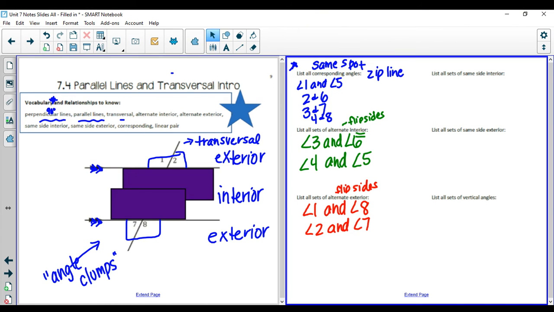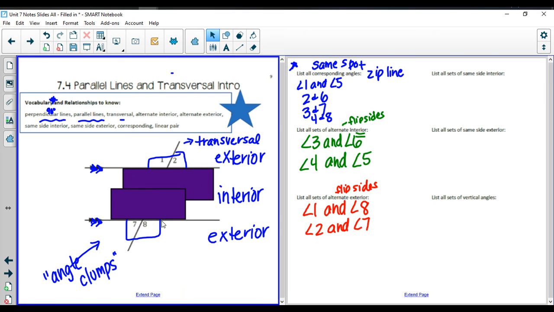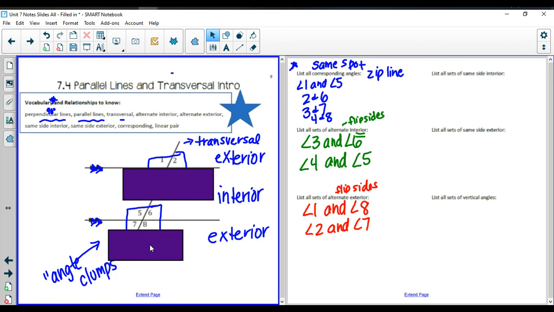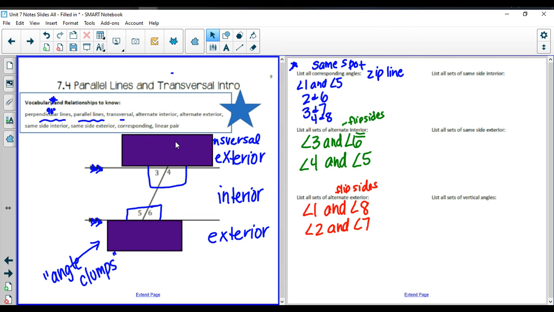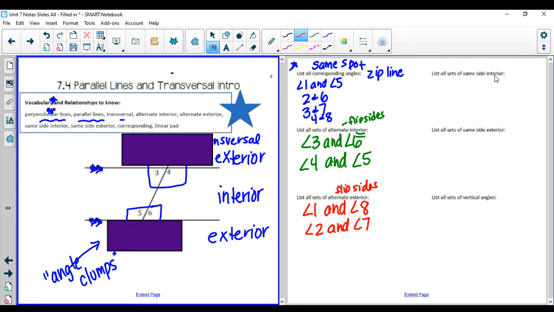Over on the other column here, we're going to talk about same side interior and same side exterior. So I'm going to go ahead and work on the interiors first. So I'm going to move my boxes back to the outside so that I can just focus on the interior. And same side is exactly what you think it means. Alternate told us we had to flip sides of the transversal. Same side tells us that we're going to stay on that side of the transversal.